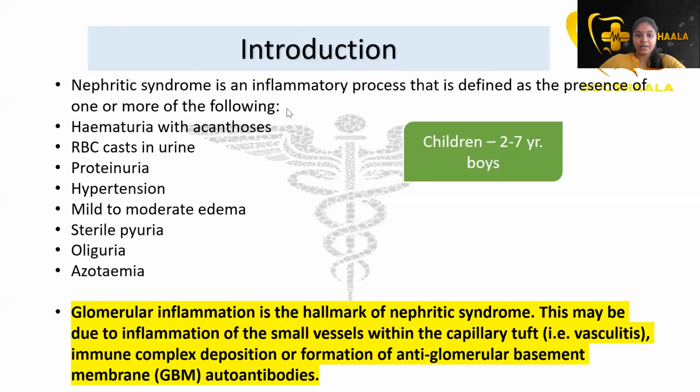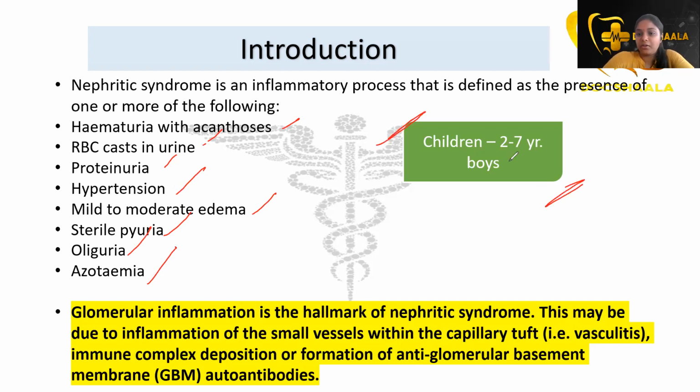Nephritic syndrome is characterized by inflammatory process of the glomerulus of the kidneys. It is defined as the presence of one or more of the following. So if these things are present, then it is characterized as nephritic syndrome: hematuria with acanthosis, RBC casts in urine, proteinuria, that is proteins in urine, hypertension, mild and moderate edema, sterile pyuria, oliguria, or azotemia. It is most commonly associated with children.